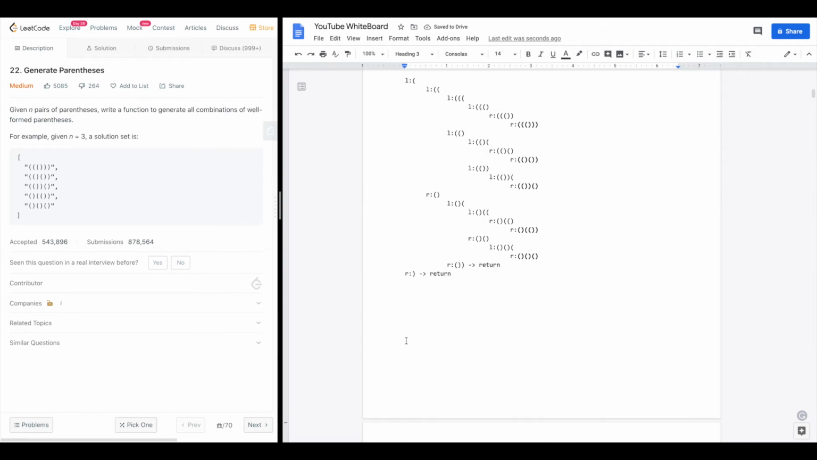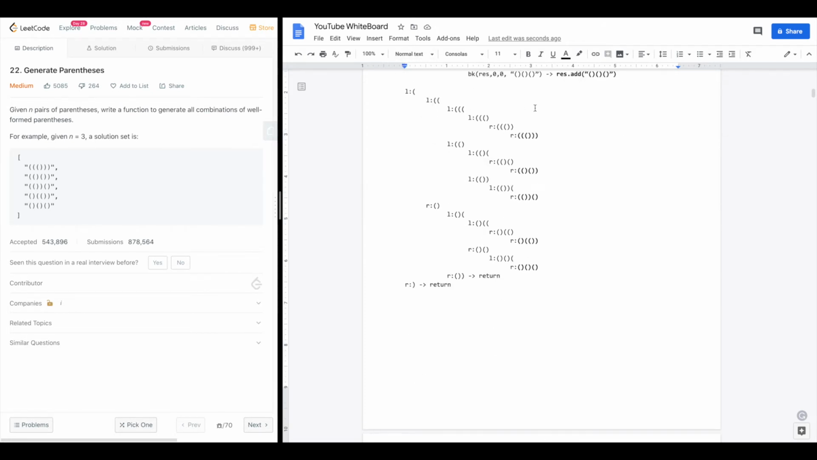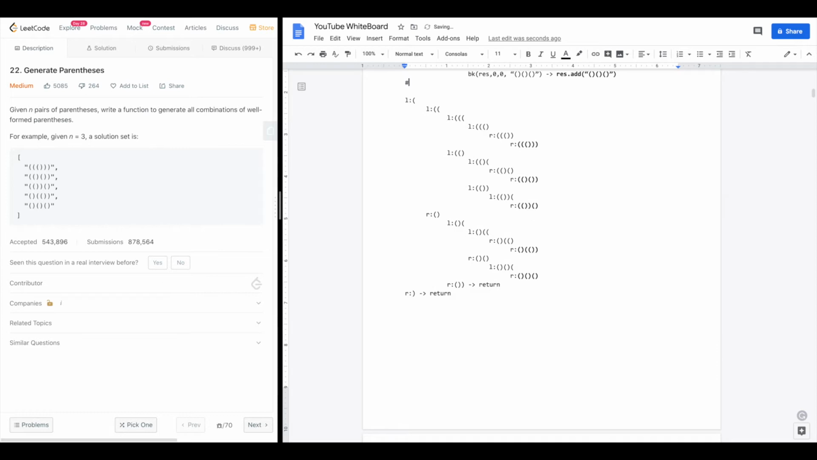So let's go through an example first. The number of left parentheses is 3, and the number of right parentheses is also 3. For the first one, we just add the left into our string, and I add one more left.